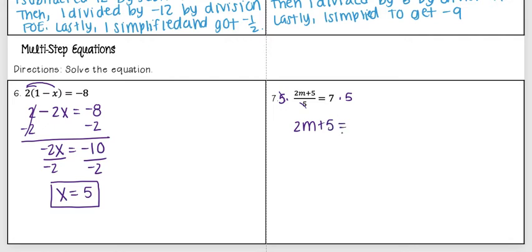I'm going to undo the division first on that one. And then 7 times 5 is 35. And now it looks like what we normally had. So now I want to get rid of that plus 5 first. 35 minus 5, I get 30. And then divide both sides by 2.